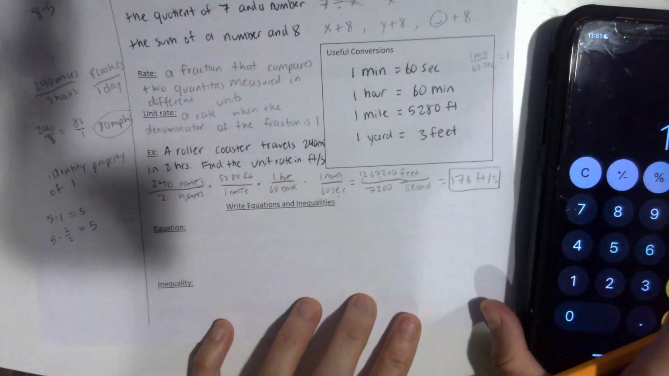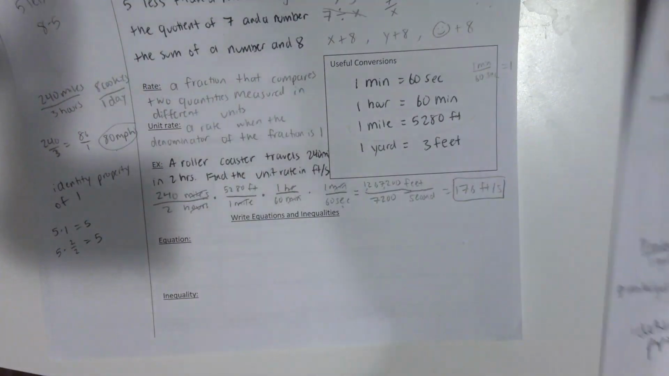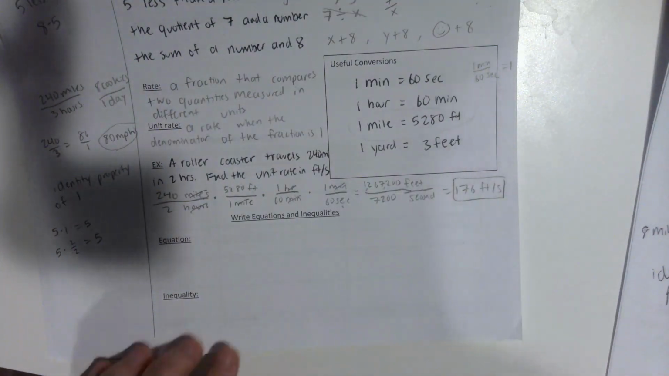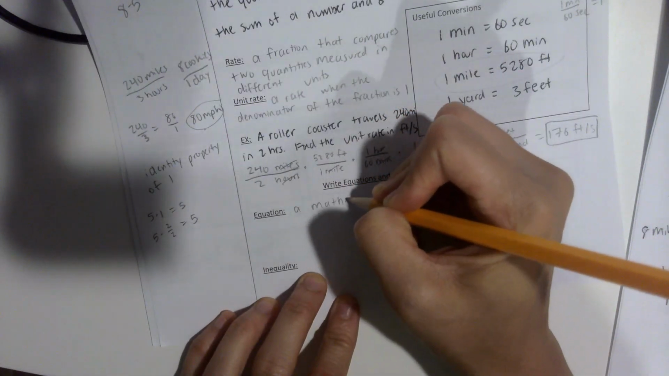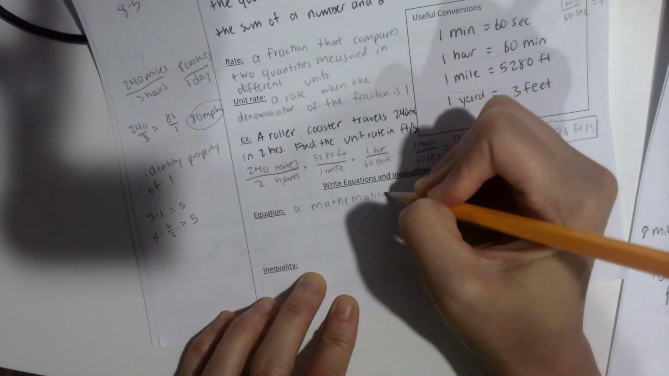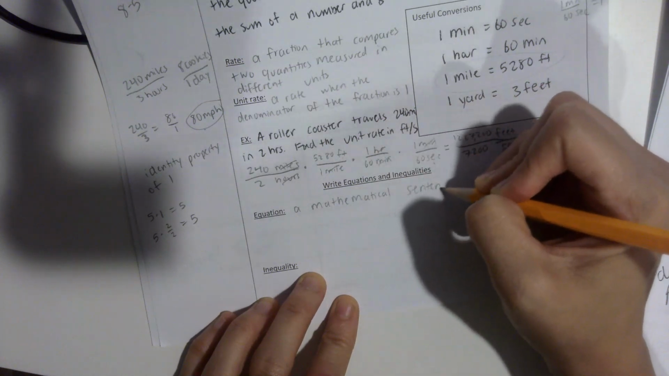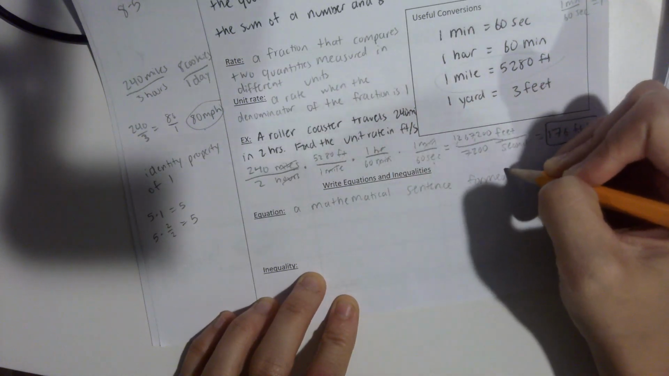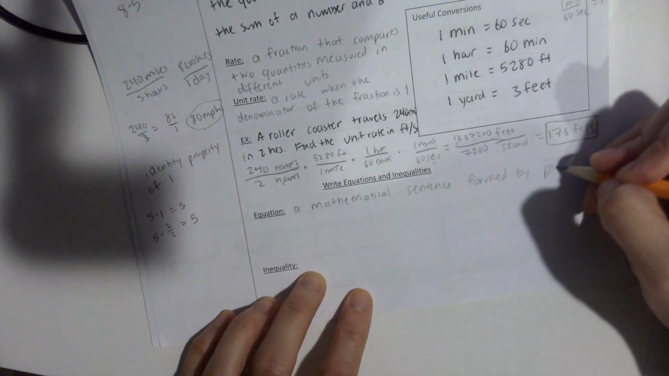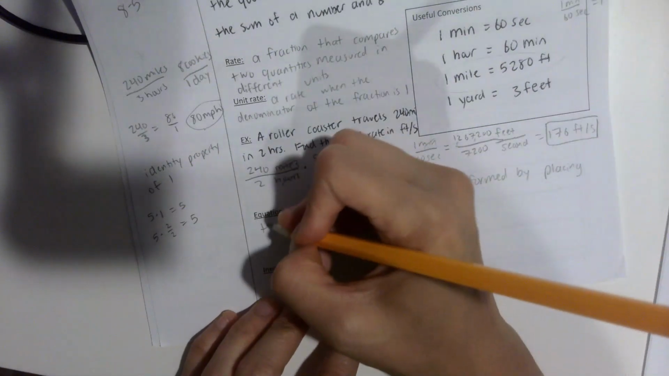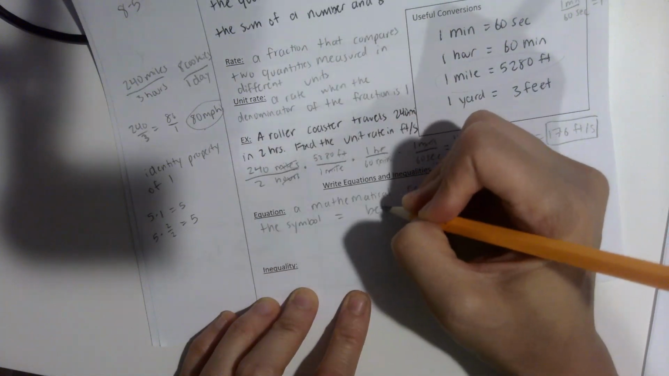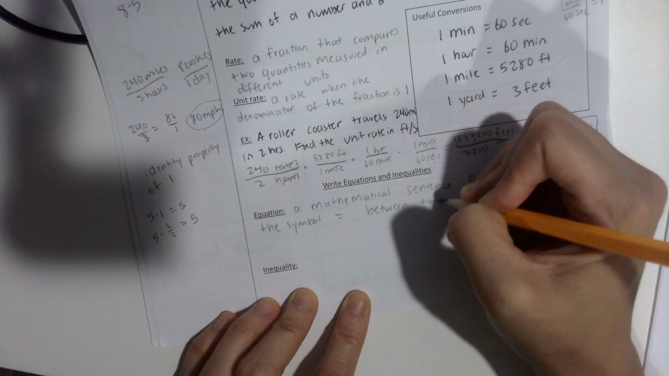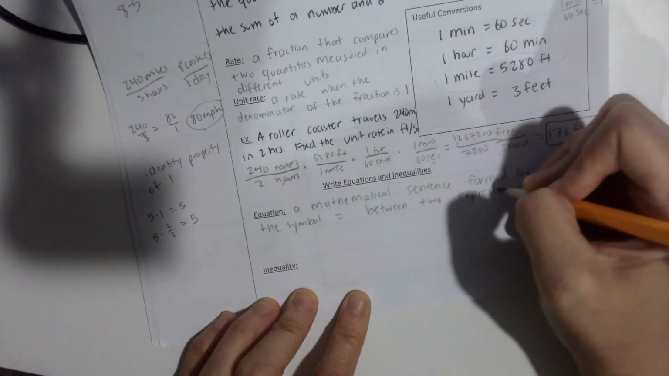Okay. Write equations and inequalities. So we're doing some definitions again. Equation. A mathematical sentence formed by placing the symbol equal between two expressions. Remember, expression was a vocab word.